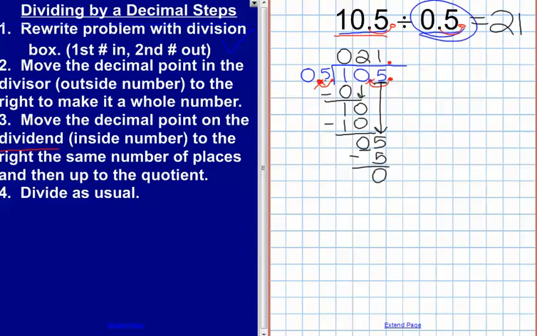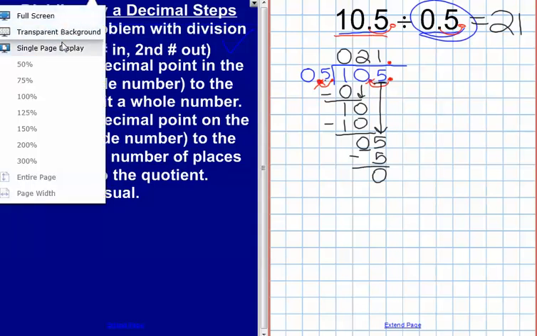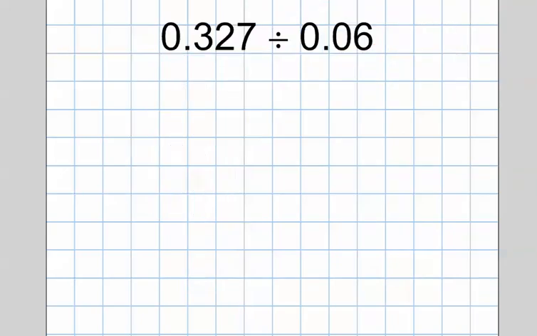What I want you to do now, just as we normally do, is do a problem by yourself, and then you're going to check your answer with me. A little bit more digits here going on, so what I need you to do is copy this problem down in your notes, putting the first number in the house and the second number out of the house, and then let's check back and see if you get it right or not.